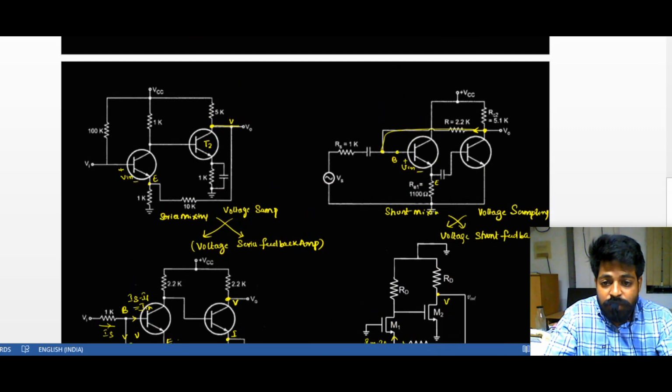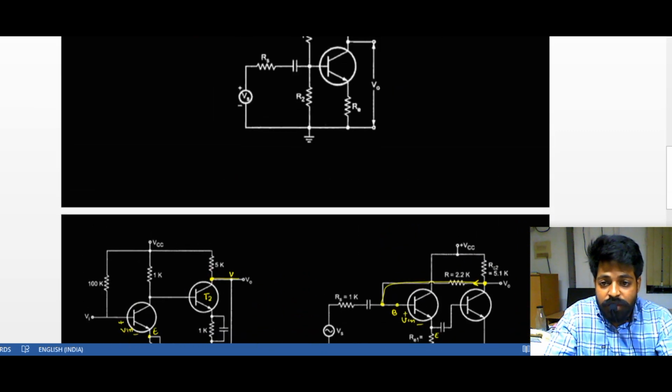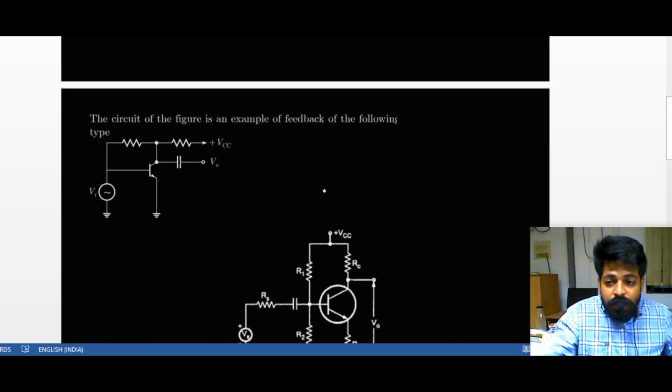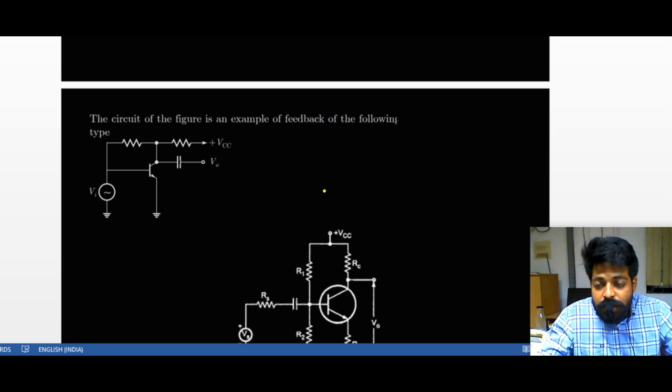This is how four topologies were easily identified based on the type of sampling and type of mixing which we are using at the output and input sections. In the similar way, we have two more problems. Here the question is asked in the same way, but the circuit diagram is not looking easy. Let me redraw the circuit diagram.